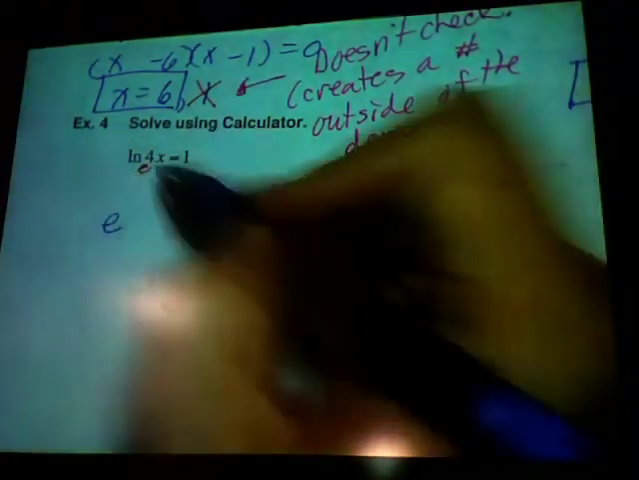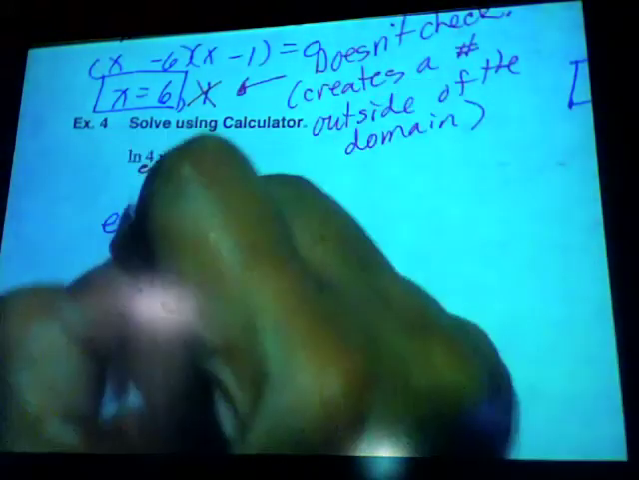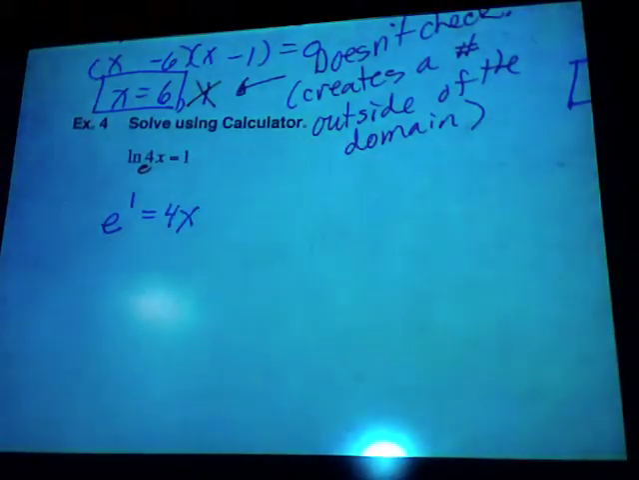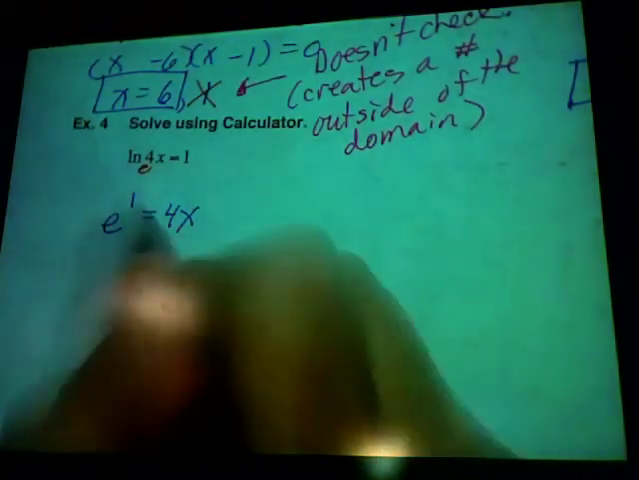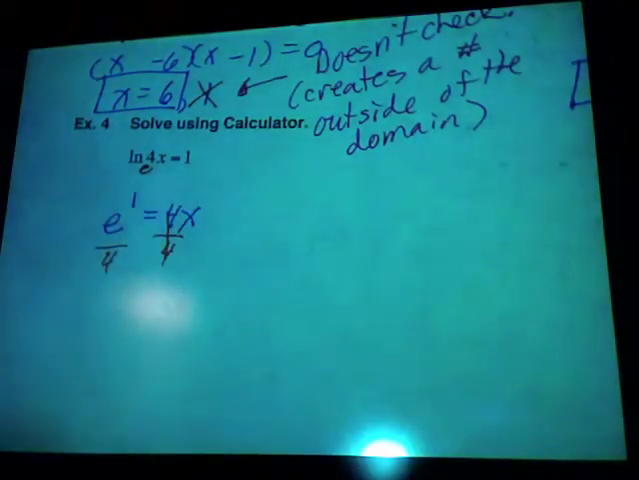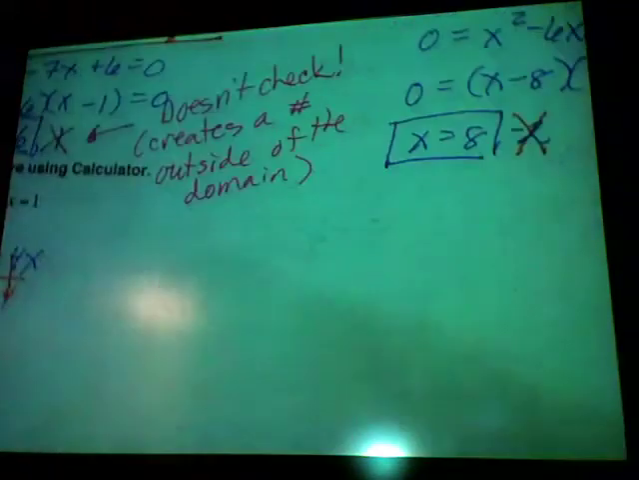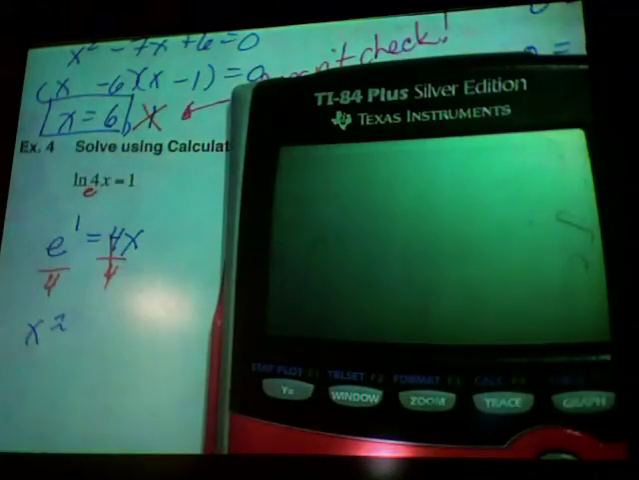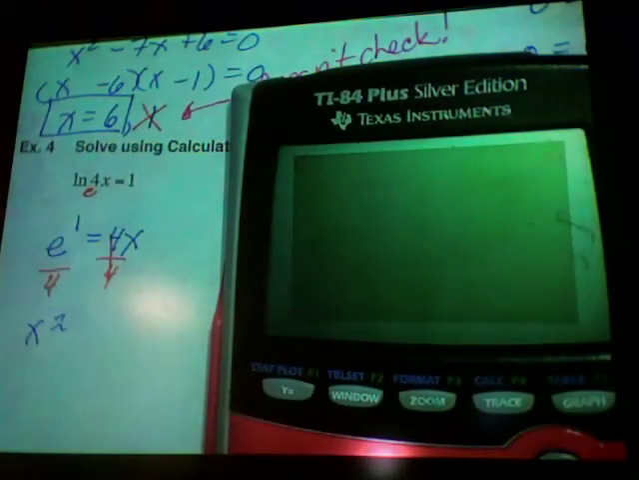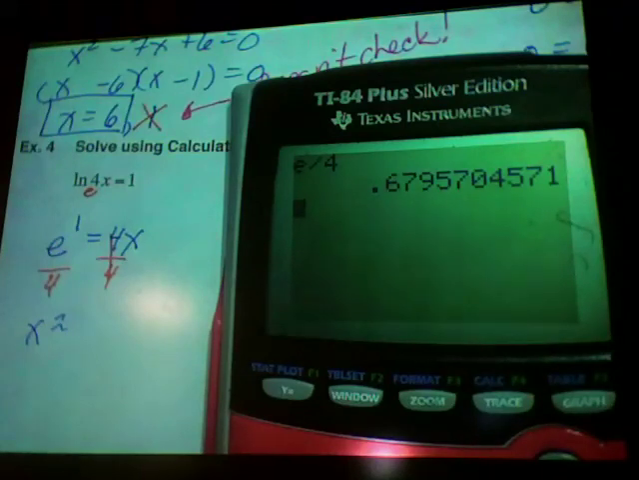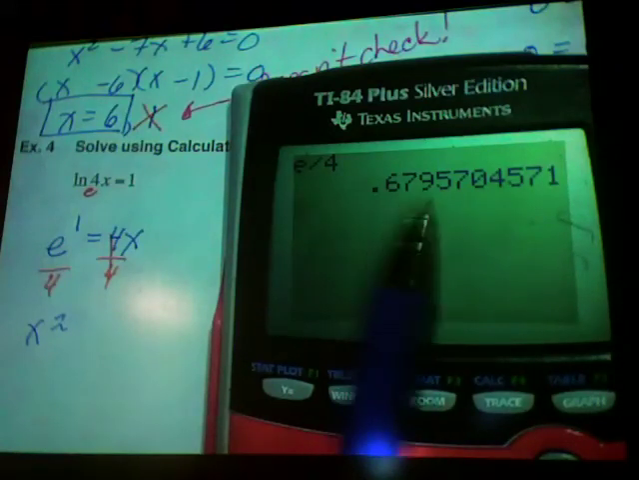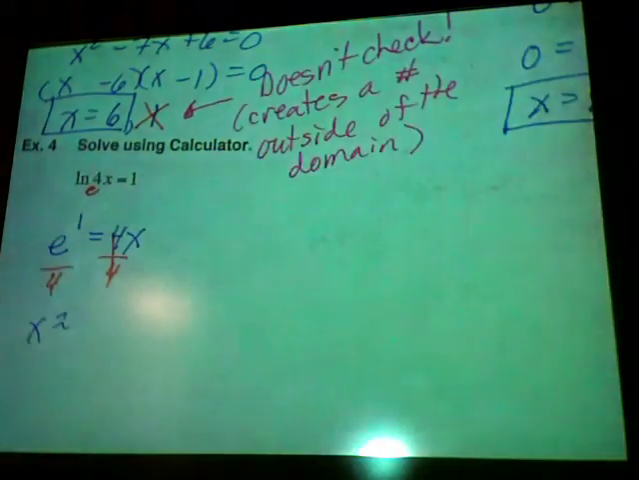So my base is e. Switch these two, just like we've done. So it's e to the first equals 4x. We are solving for x. How do you solve for x? Divide by 4. So x is equal to approximately. Now you get to use your handy dandy calculator. So e divided by 4. So round to 3 places, what do you get? Yeah, because the 5's here and the 9's here, the 79 rounds out to an 80. So you get 0.680.